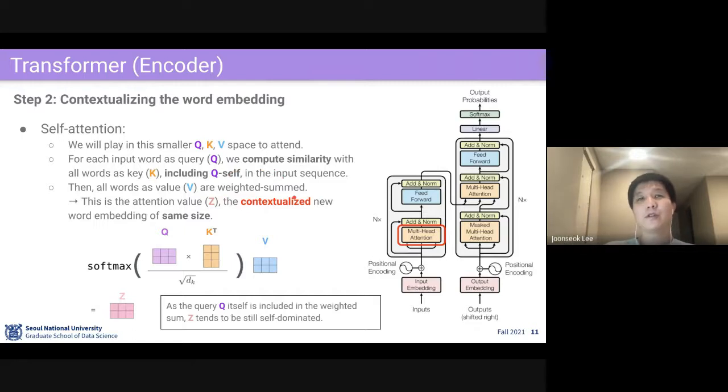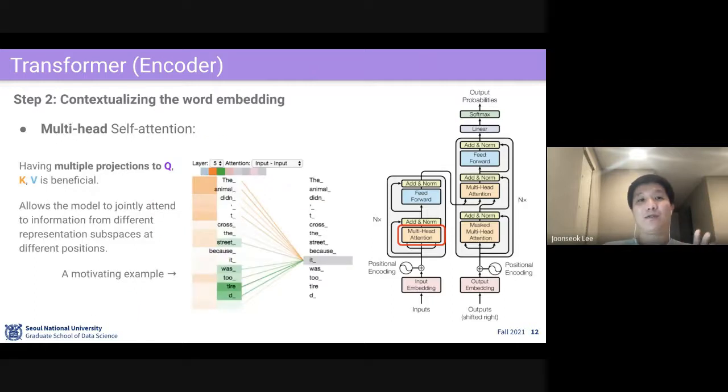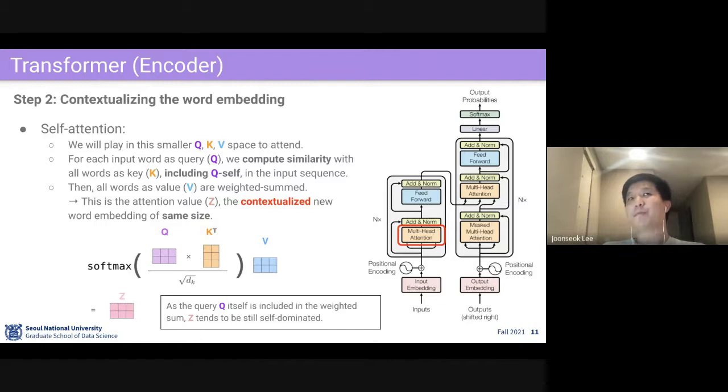So each word, at the beginning, is just a word embedding, which is pre-trained. And then they are updated, contextualized with other words observed in the same sentence with some weighted sum based on the similarity to those words. This is the key of the transformer. You have to understand this. Okay? Good. So that's what we do, self-attention, the most important part.